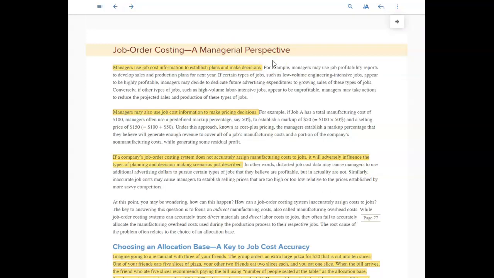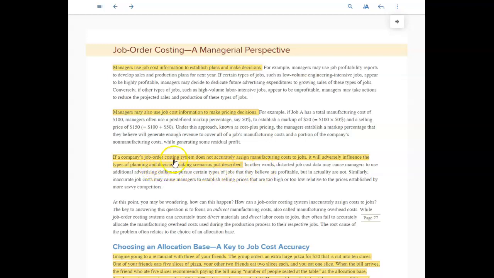This page shows you why we need to have an accurate job order costing system. Now, managers use job cost information to establish plans and make decisions. How much in raw materials should they purchase? How much do they need to use? How much labor do they need to hire, for an upcoming year or season or whatever? So you need information that's going to be accurate. You also need it for pricing decisions. How much will the product cost you? Then you need to know, after that, what should you price it for so you can sell it and make a profit to pay for your selling and administrative expenses. So they need to be accurate.